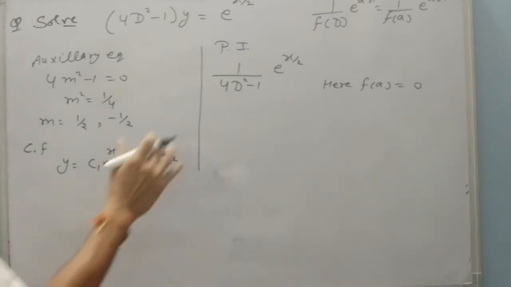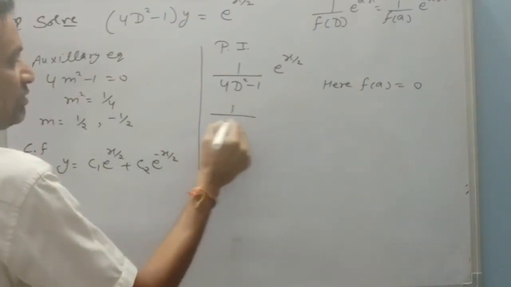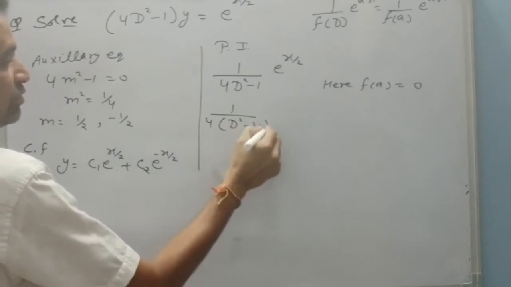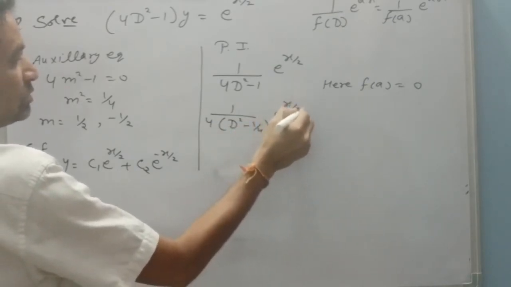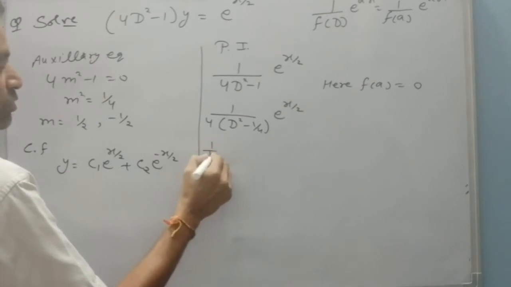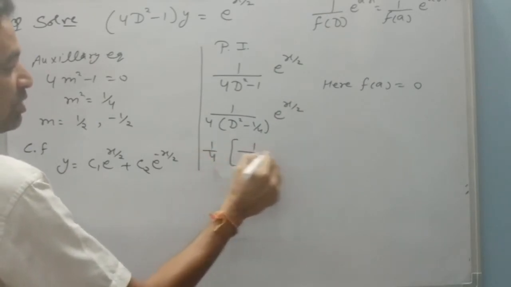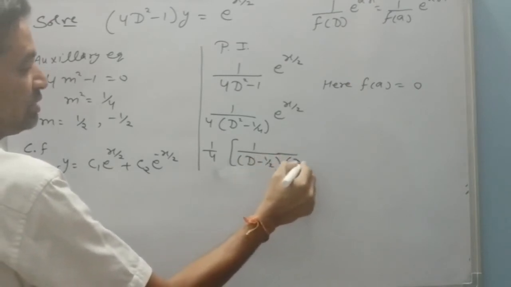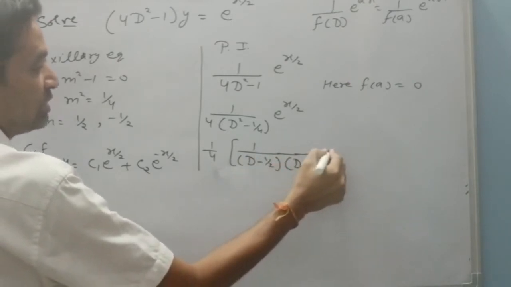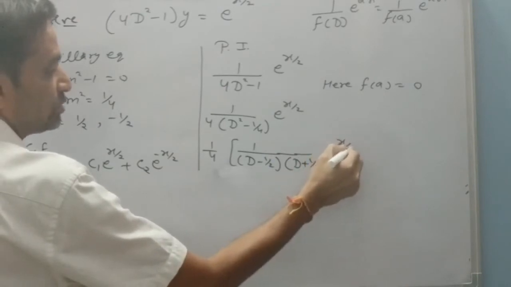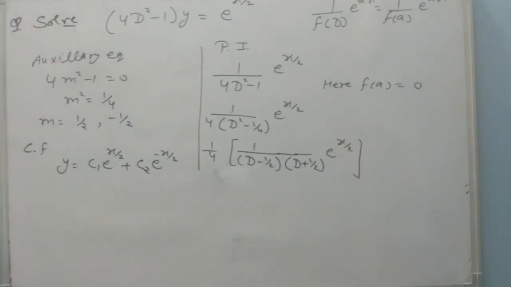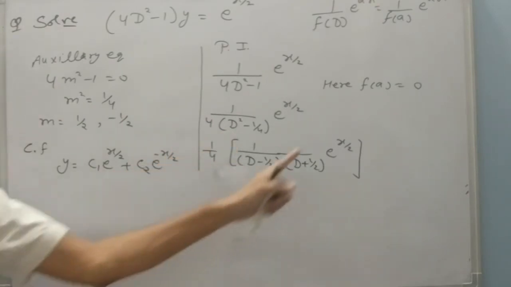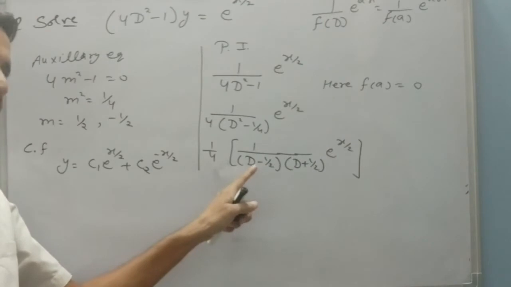So I will factorize it. It will become 1 by 4 D squared minus 1 by 4, e to the power x by 2, or 1 by 4, this is 1 upon D minus 1 by 2, D plus 1 by 2, e to the power x by 2. I just factorized it by a squared minus b squared. Now if I apply 1 by 2 here, it will become 0. So I will not apply it here.